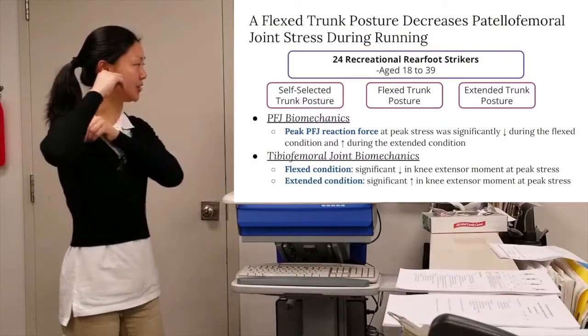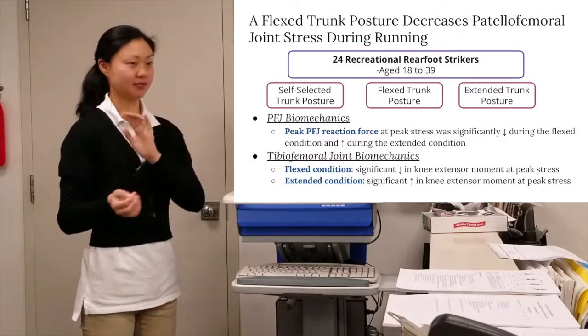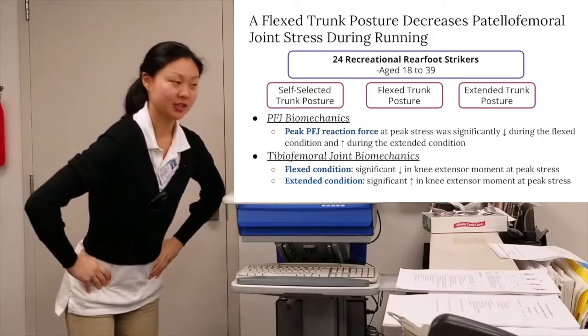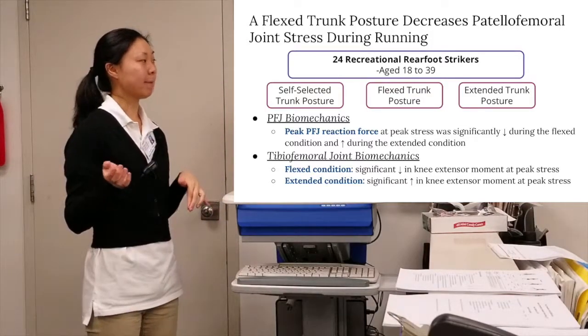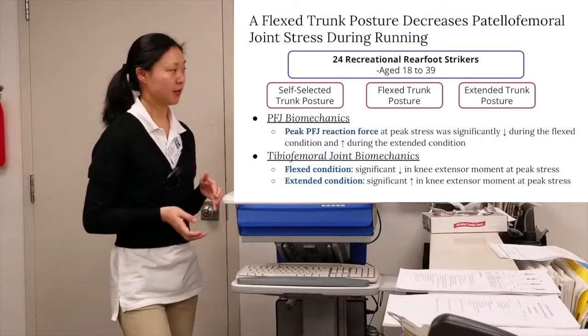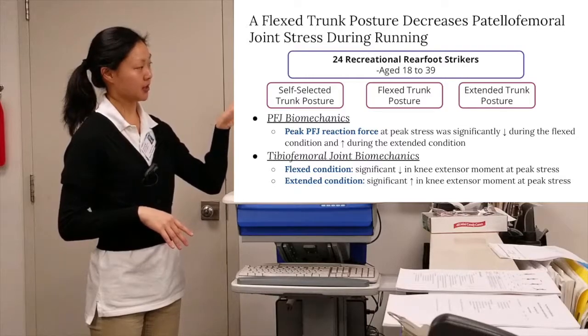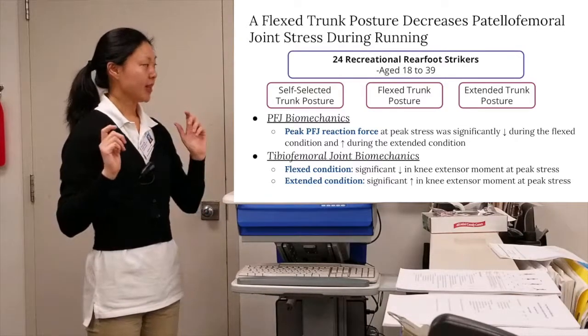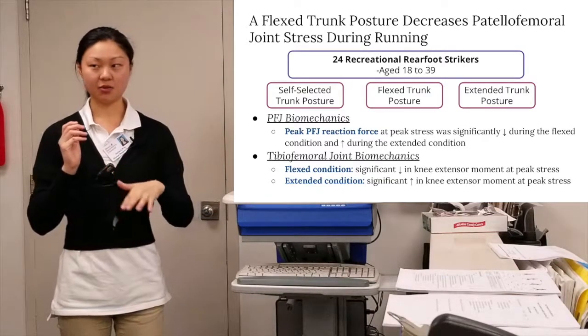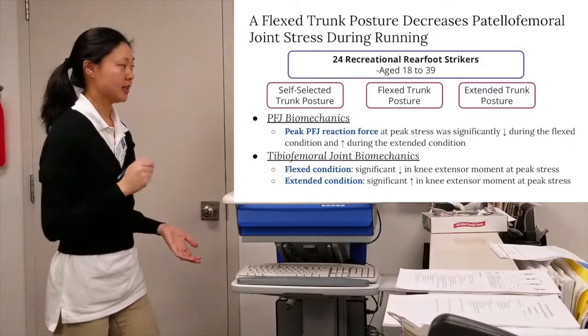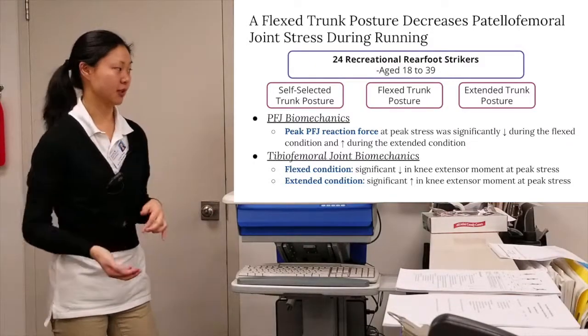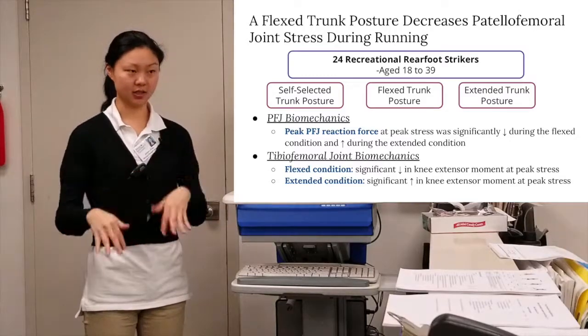Next, I looked at trunk posture. So when you're running, do we want to run with a forward trunk lean, maybe more extended? They had a study of 24 rear foot strikers, and they had them run with a self-selected trunk posture of flexed or extended. They found that those who had more of a forward trunk lean had decreased patellofemoral reaction force at peak stress, so they had less knee stress.